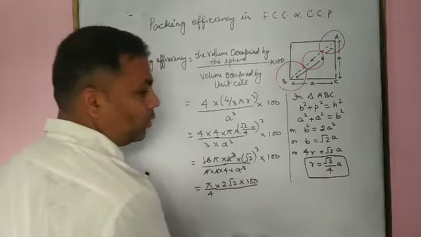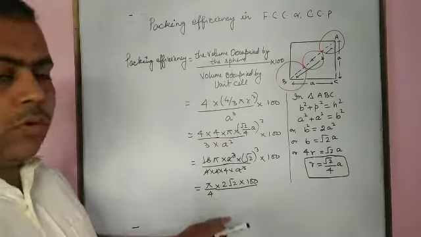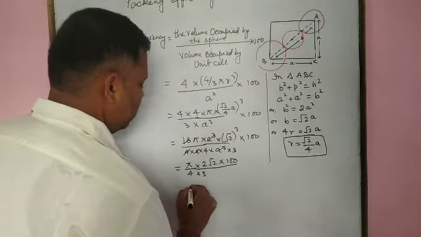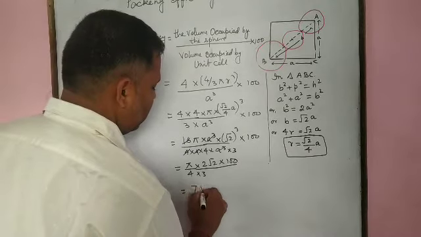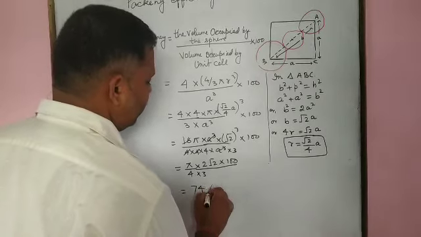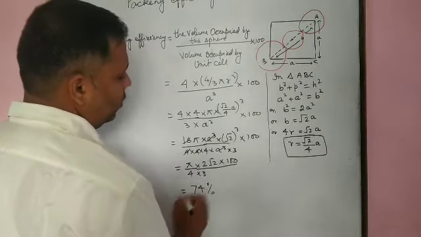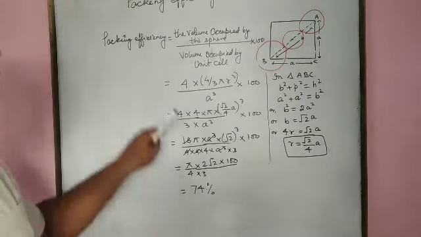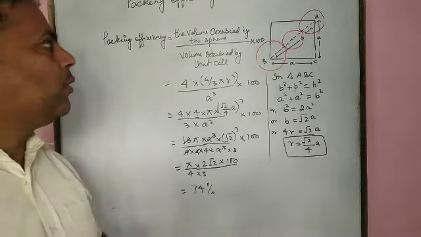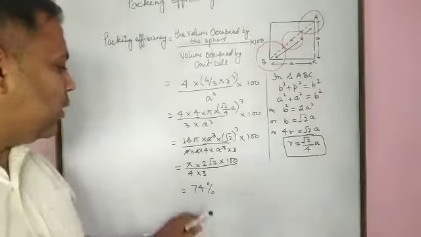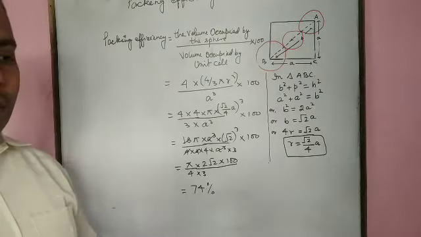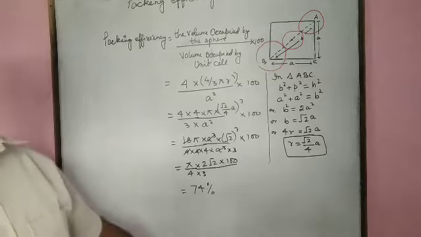Clear? We have to solve this, which is equal to relatively 74.24%. When you solve it, then you will get that the packing efficiency in case of face centered cubic or cubic close packing is more or less 74%. You have to remember this.